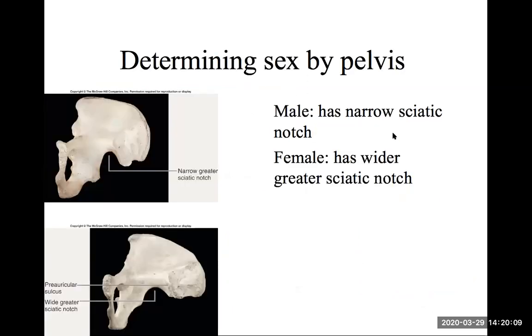So if you look at an os coxa, you can recognize fairly easily whether you're looking at a male or a female skeleton. And this is where I really miss us being in the lab because we have both female and male examples. But some of the terms that you learned when you were studying the bones will come in handy here.